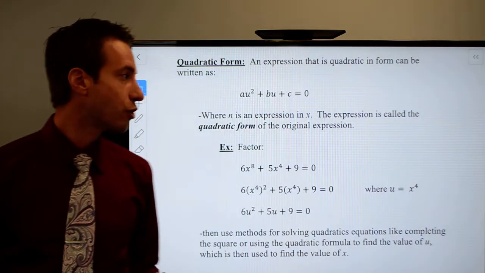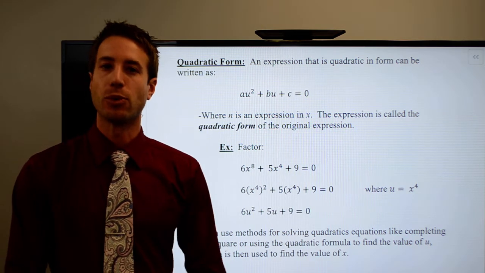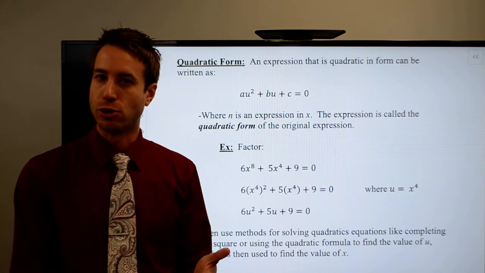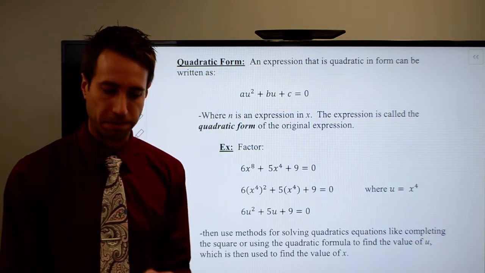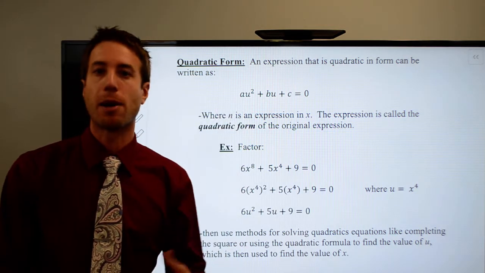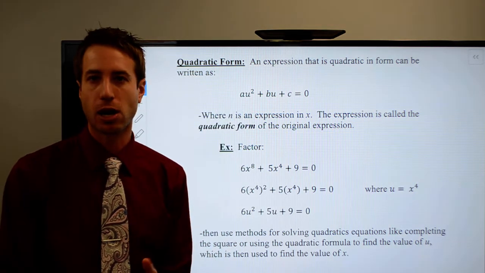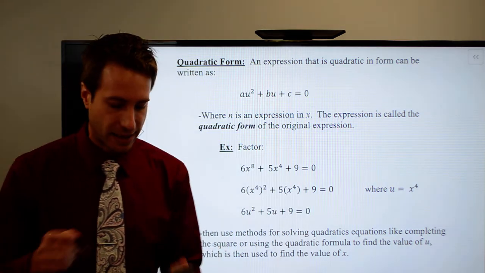All right, guys, welcome to this page of the notes. What we're going to do here is take a look at the last factoring method that we want to introduce you to in this section, and it's what's known as quadratic form. Now, here's what's going to happen. This one's going to look kind of complicated at first. I promise you it's not complicated at all. This one actually might be the simplest of the factoring methods we've looked at so far.